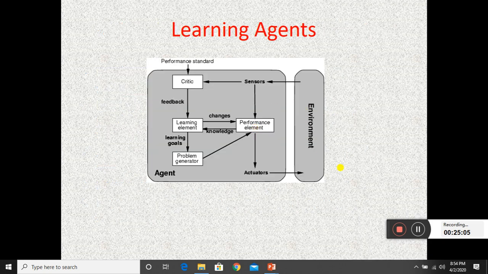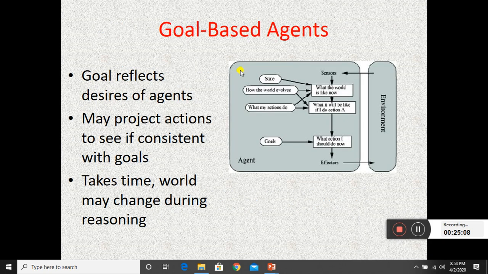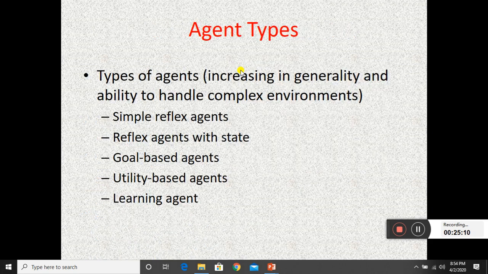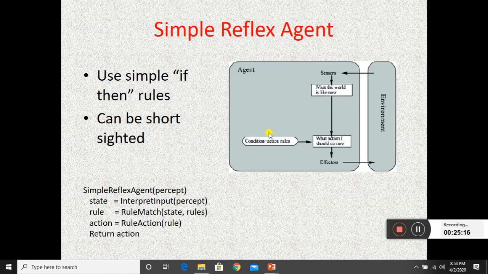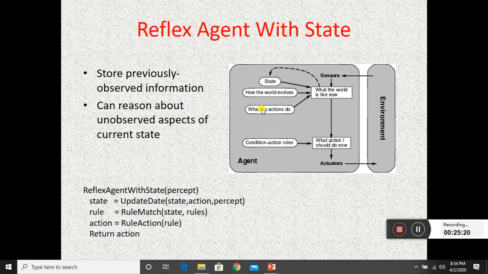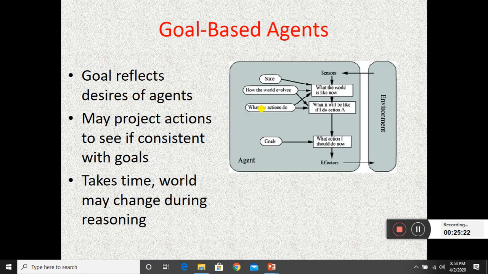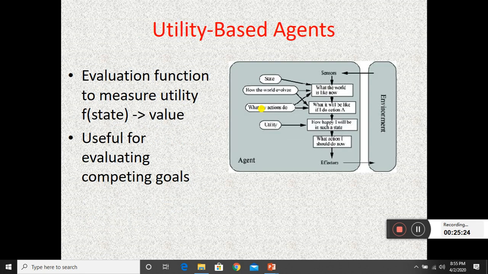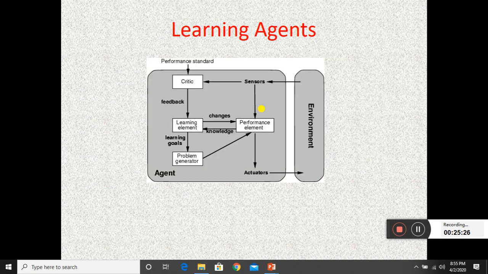So, dear students, we have learned five types of agent here. This is simple reflex, this is reflex agent with state, this is goal based agent, this is utility based agent, and this is learning agent.